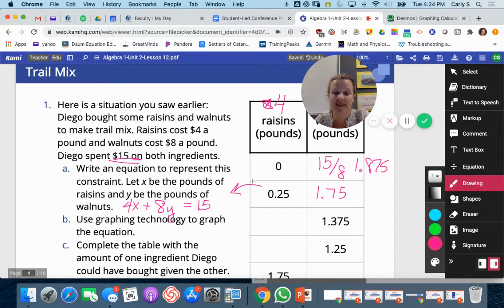1.75. Okay, this can get kind of tedious. I don't really like using graphs. I would much rather use the equation.